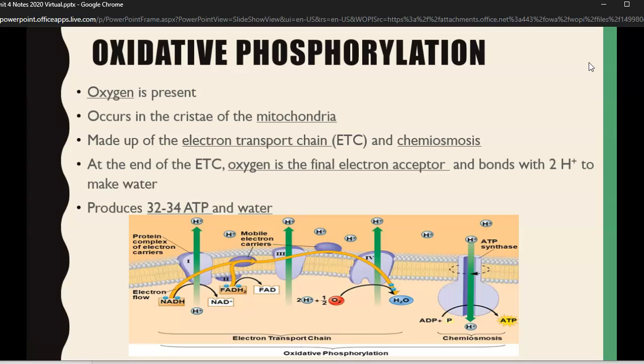So ETC is the electron transport chain. At the end of the ETC, oxygen is the final electron acceptor, and this bonds with two H pluses to make water. So ultimately, along with ATP, water is also made. This last step makes between 32 and 34 ATP. So this is a heavy energy maker.